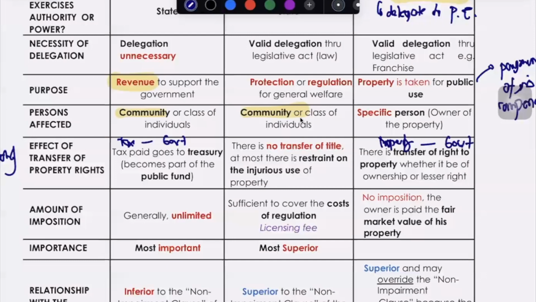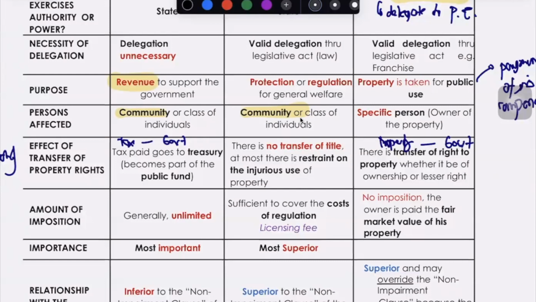But for police power, there will be no transfer of title. It is more of a restraint. So take note of that. There is a transfer upon the usage of taxation and eminent domain power, while police power, no.